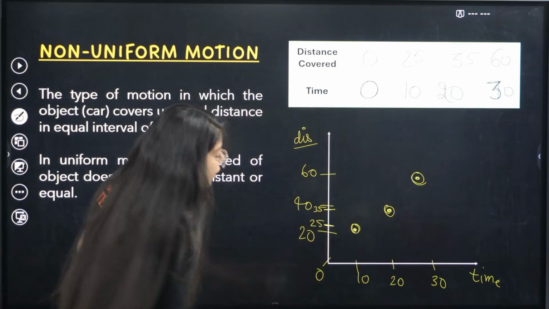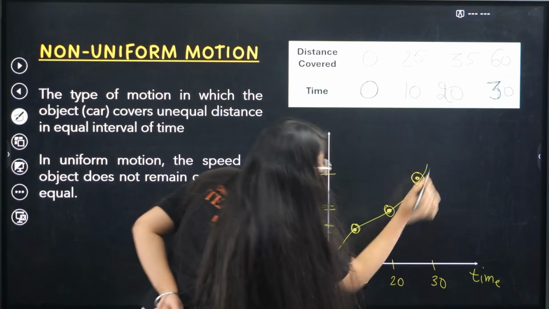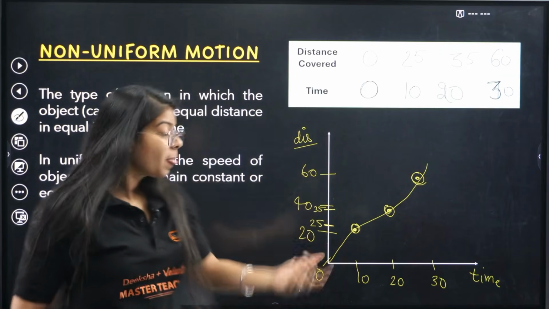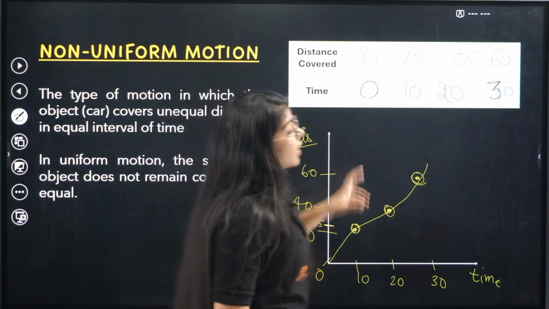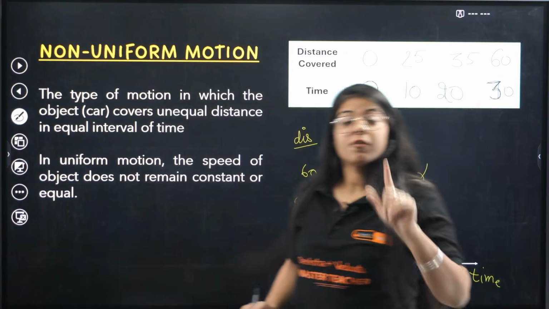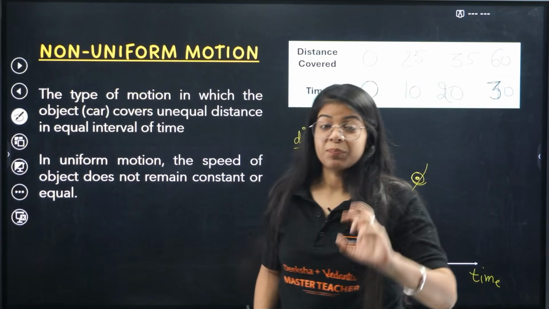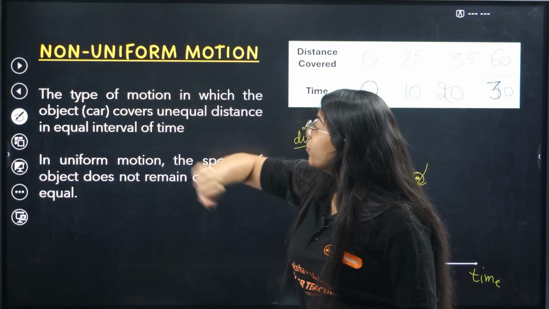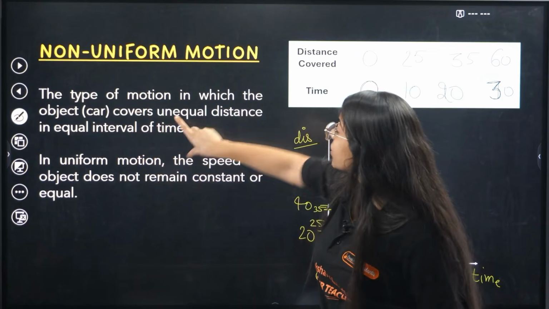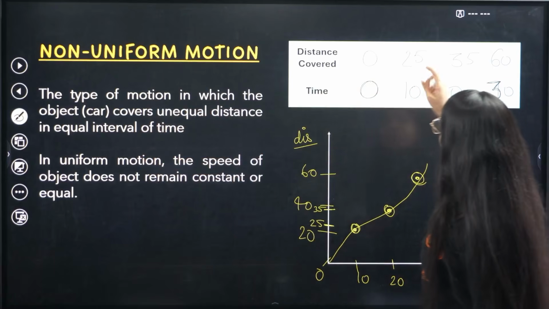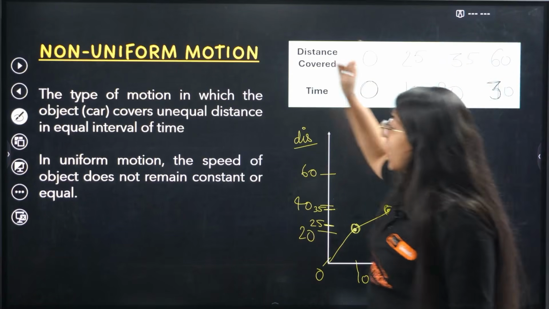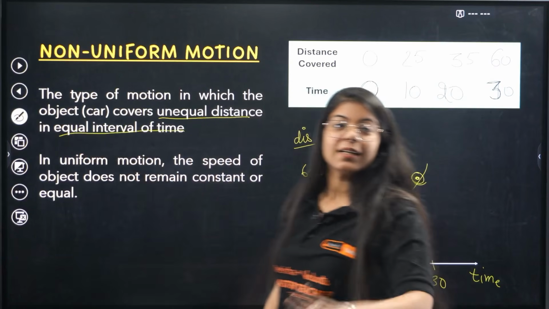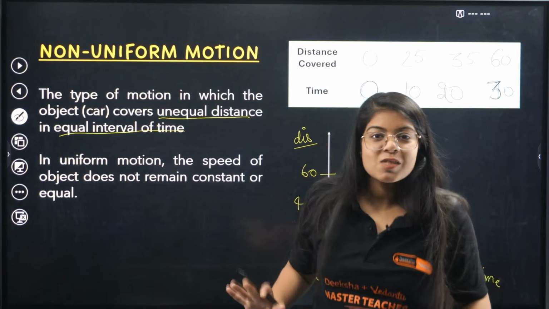Now if I plot, it won't be the same graph. It won't be a straight line. It is somewhere higher or below. It is not a straight line. Correct? So that means the distance is very different. The time is still the same, but the distance covered is different. Let's read the definition now. The type of motion in which the object or car covers unequal distances, 0 to 25, 25 to 35, 35 to 60, unequal distances in equal intervals of time, 10 seconds. Made sense? Everything is making sense now.